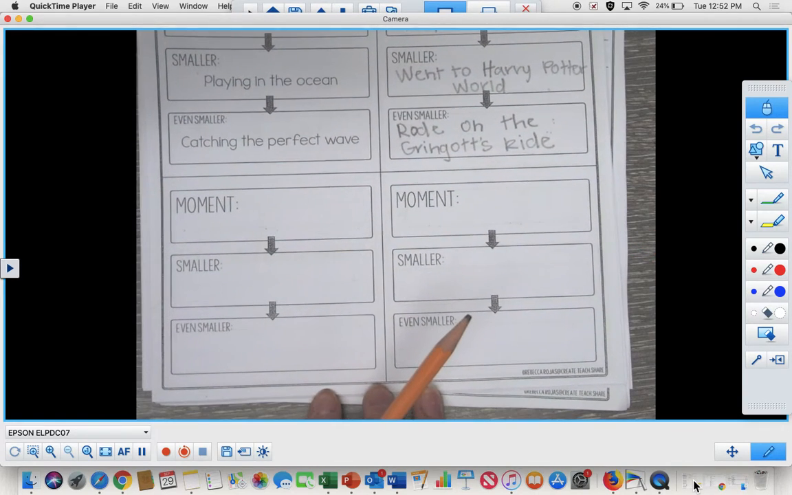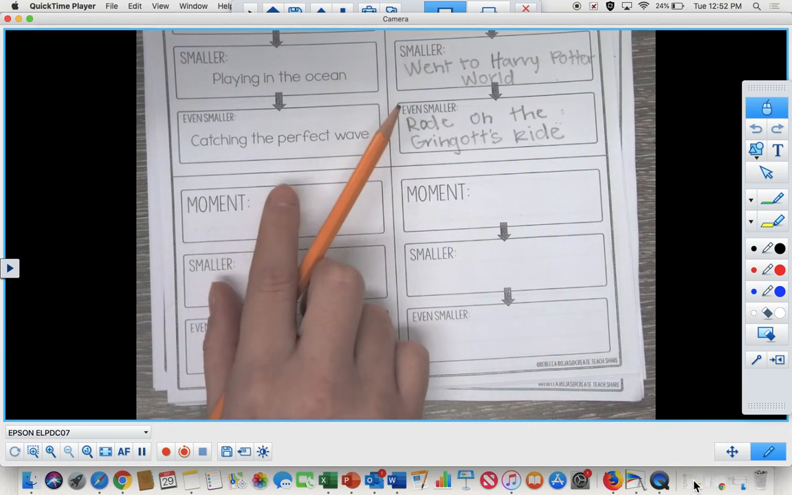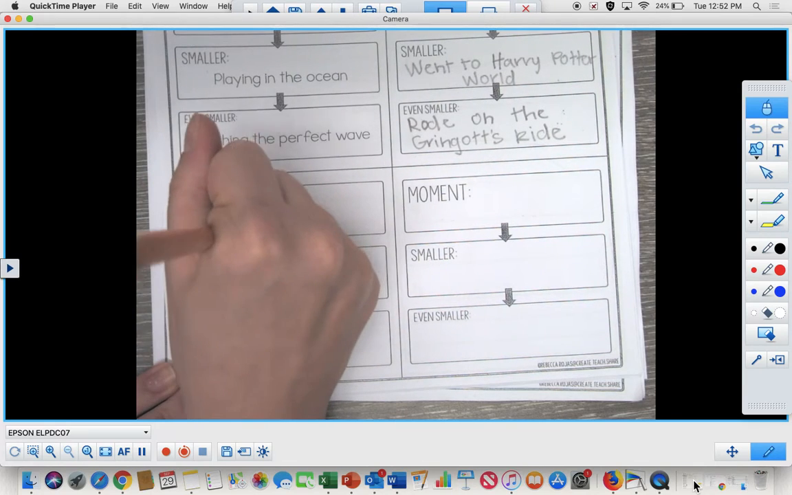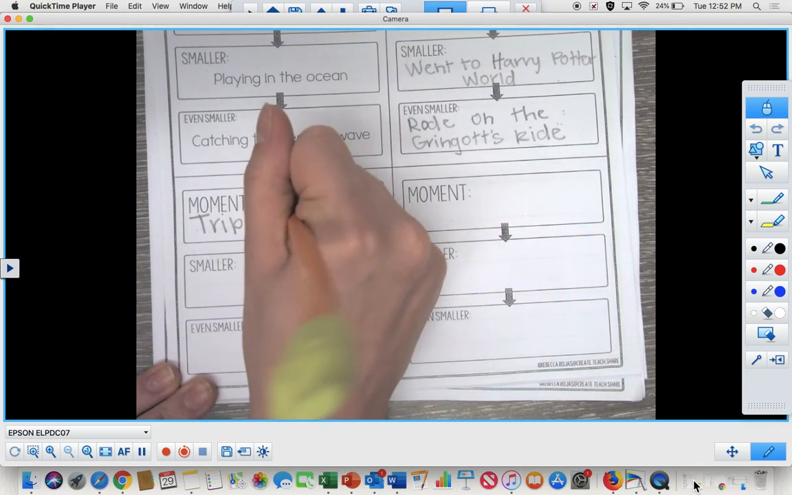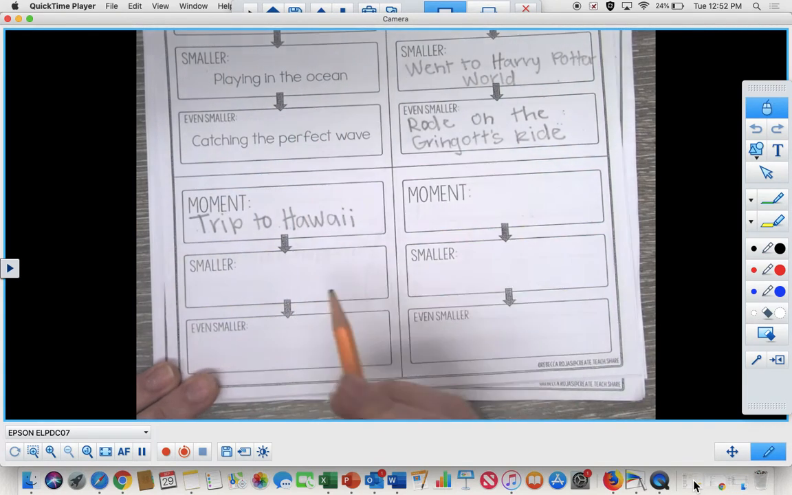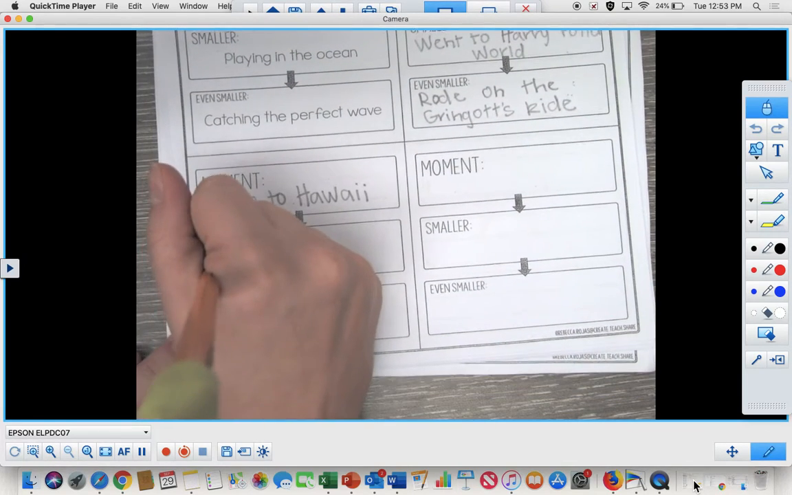Now let's move on and do another moment together. I was looking at some of your examples, and I noticed a lot of people talked about Hawaii. So we are going to use that example as well. My big moment is going to be trip to Hawaii. Again, that is such a big moment in time that I need to make this a little bit smaller because that's almost too much. So trip to Hawaii, we went to the beach.